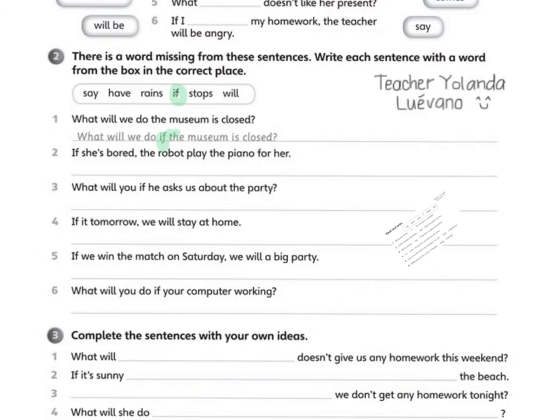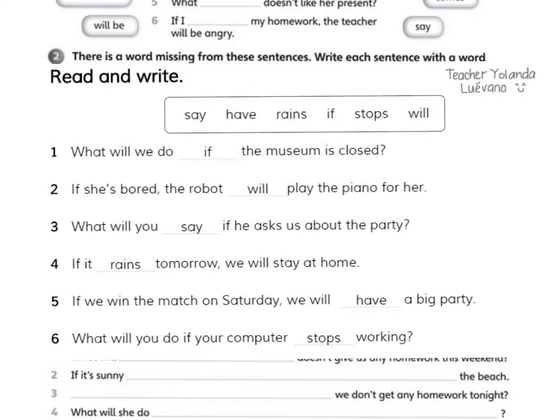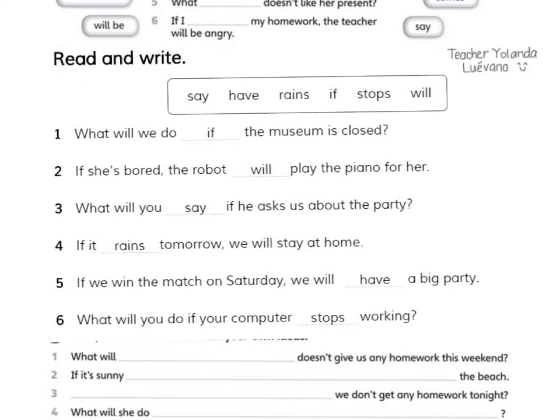The last one, 6, says, what will you do if your computer working? That doesn't look like a problem. So we need a problem here. So it's, what will you do if your computer stops working? Now we understand the question. Please, if you have any mistakes, correct them.